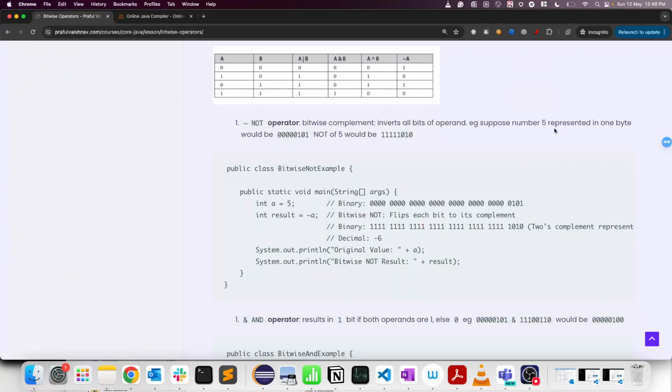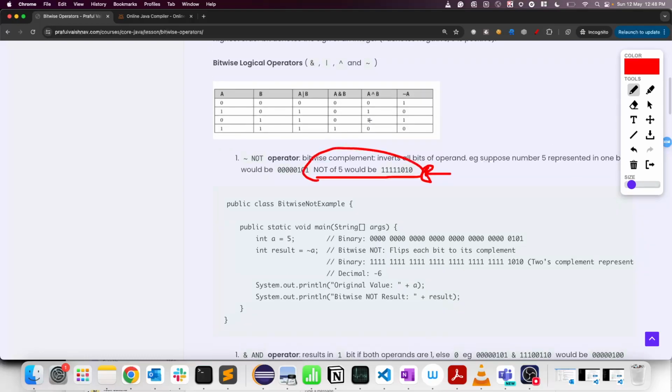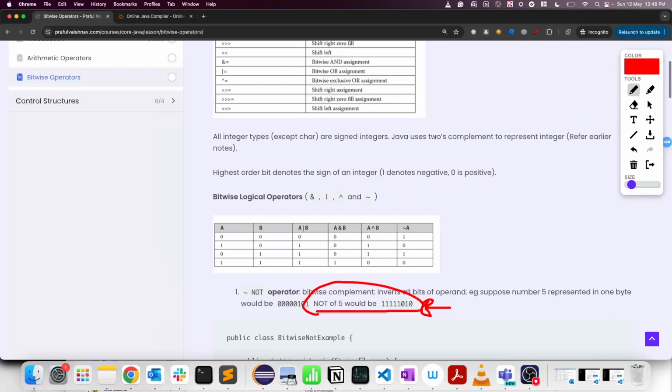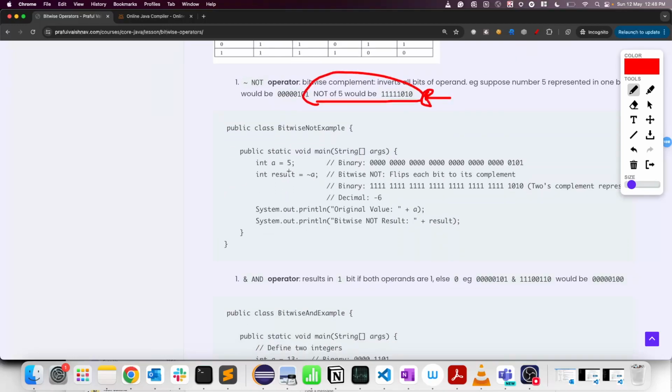So the NOT operator will reverse the bits. If NOT of 5 becomes this, what will be the sign of this result? Will it be positive or negative? Negative. Why? Very good. Because the highest order bit denotes the sign of an integer. 1 denotes negative, 0 is positive. So when you run this with int a equal to 5, the binary representation would be this, and the NOT will convert it to this.